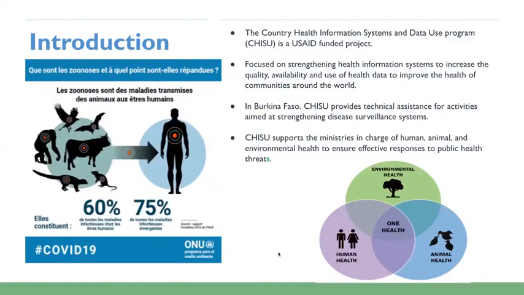So the One Health information system was launched in Burkina Faso to create a comprehensive and effective response to zoonotic and key human health threats. The CHISU project has been involved in this process with USAID funding in order to strengthen the disease surveillance system by supporting the stakeholders, organization, and providing actors with tools to share information among different sectors. Next, please.